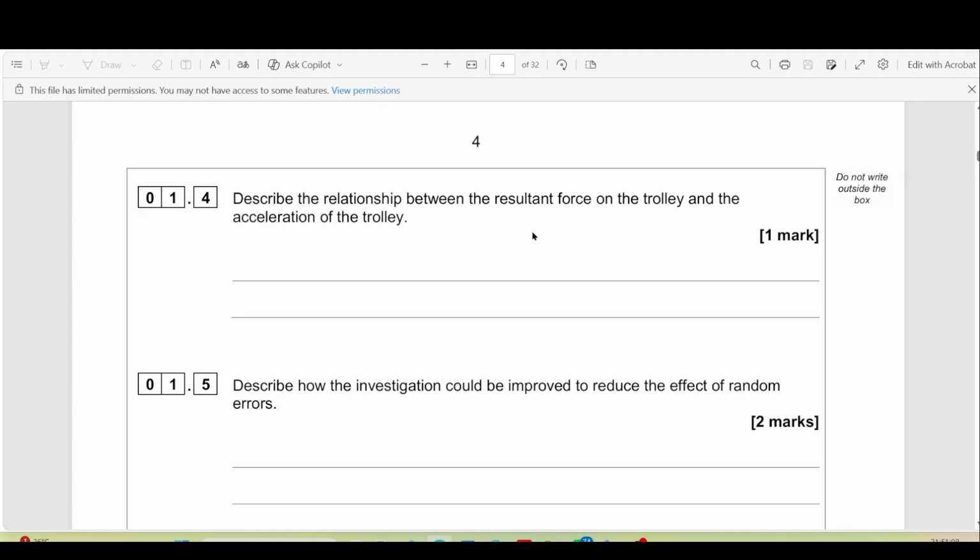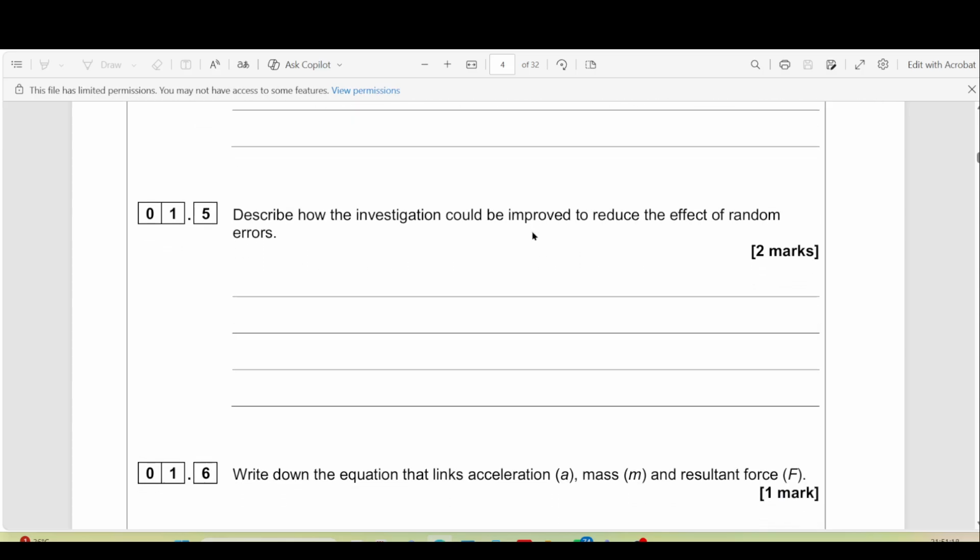Describe how the investigation could be improved to reduce the effect of random errors. What to do to reduce random error? Repeat. Yes, repeat the experiment or ignore the points which are not matching with others.